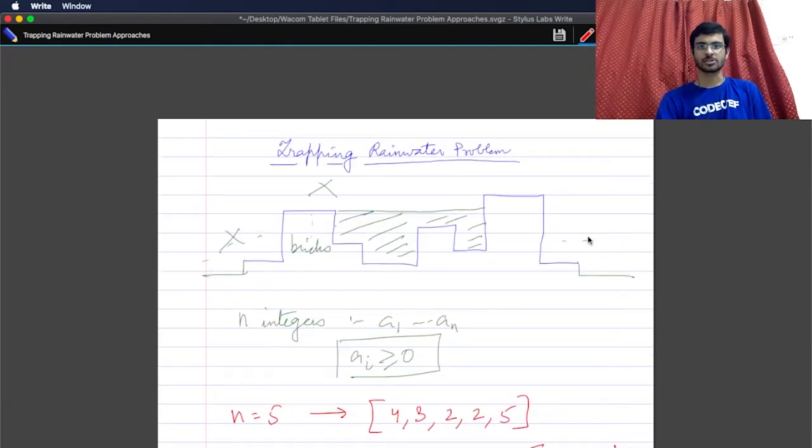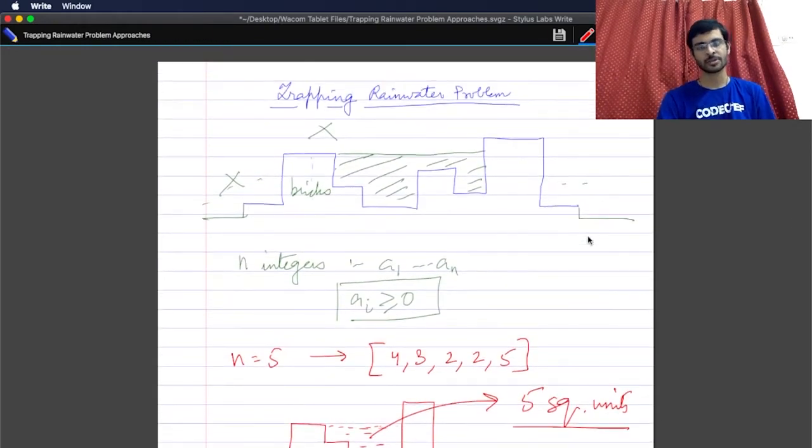This is going to be the answer. So now let us proceed over here. If you have to find out that at this particular block, how much water can be stored, what can you say? I can store up to here. Why can I store water up to this particular height?